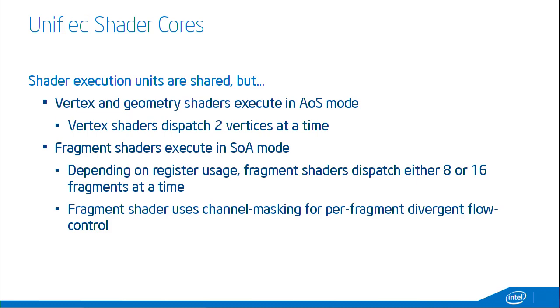The fragment shader operates in structure of arrays mode, and depending on register pressure, either 8 or 16 fragments will get dispatched at a time. Then some fairly common channel masking techniques are used for per-fragment flow control, for pixel discards, and for masking pixels that aren't lit around the edges of polygons. I'm going to come back to how some of this affects you a little bit later.